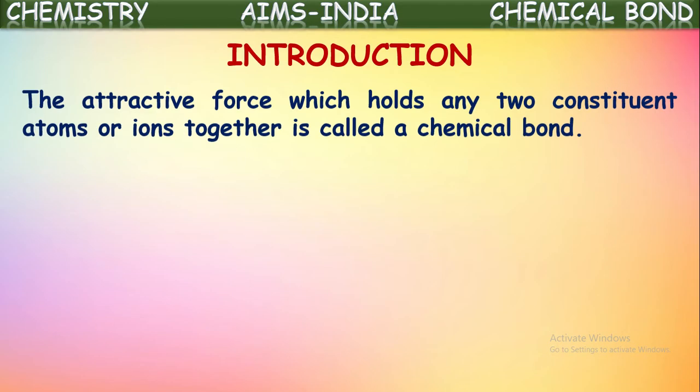The attractive force which holds any two constituent atoms or ions together is called a chemical bond. Chemical bond means it is the attractive force between the two atoms. That is called chemical bonding. The attractive force which holds the two constituent atoms or ions together in a molecule is called a chemical bond.